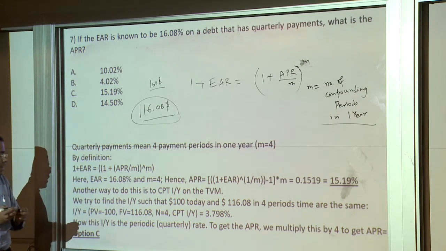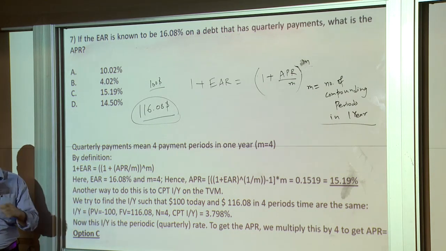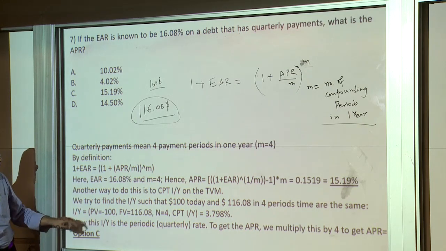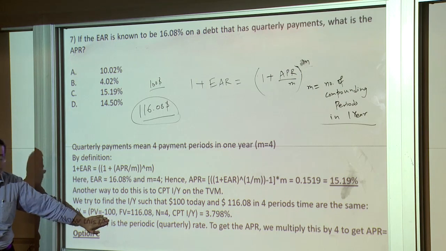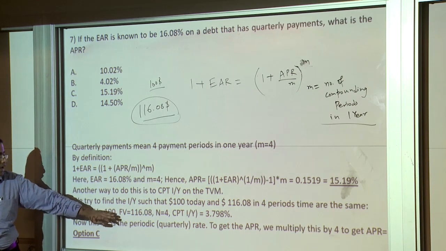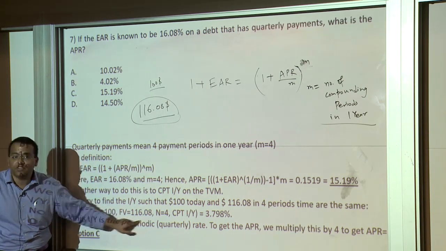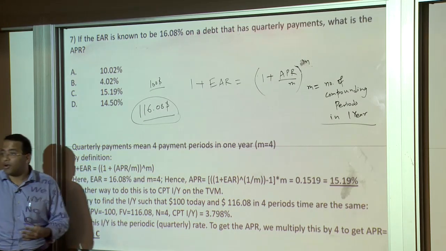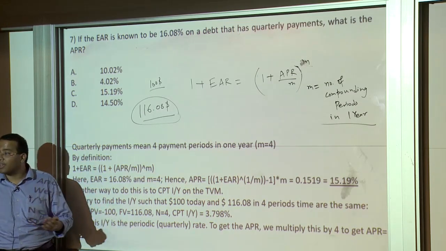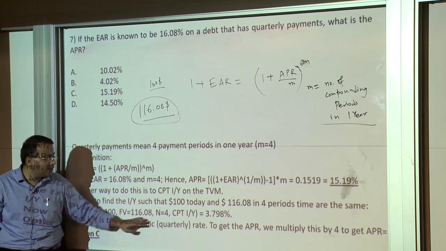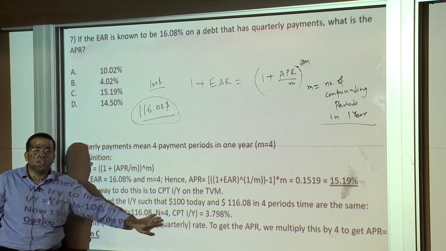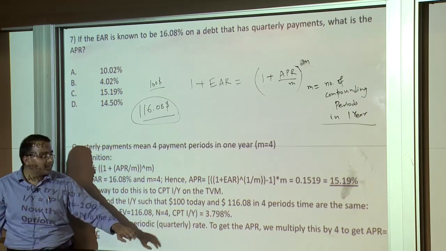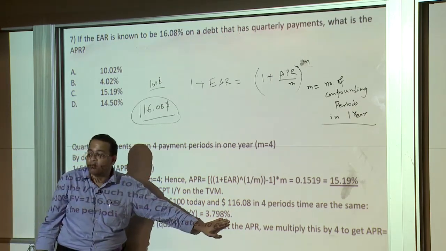So what I can do is use my time value of money calculations and calculate the I/Y in this case. I have a PV of minus 100. I have an FV of 116.08. Number of compounding periods in 1 year is 4, so N is equal to 4. I key in these things and compute I/Y. When I do that, this gives me an I/Y of 3.798%.